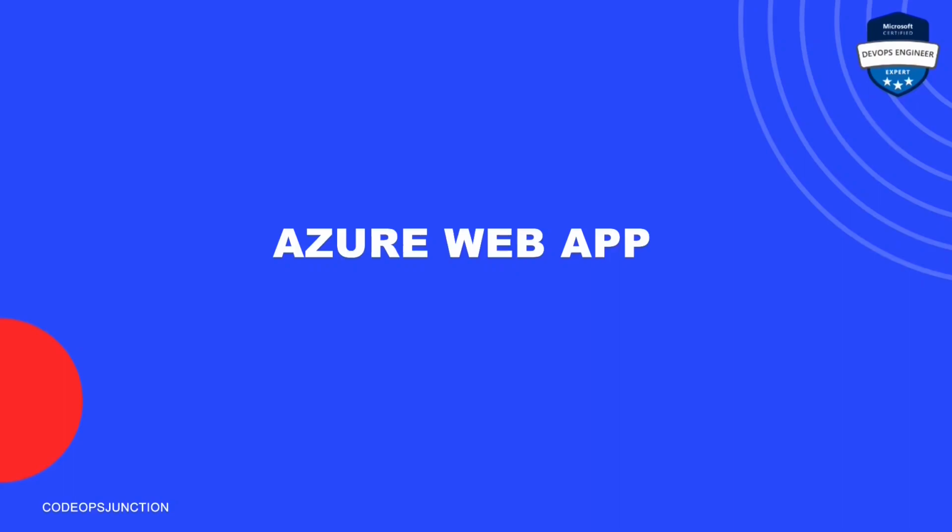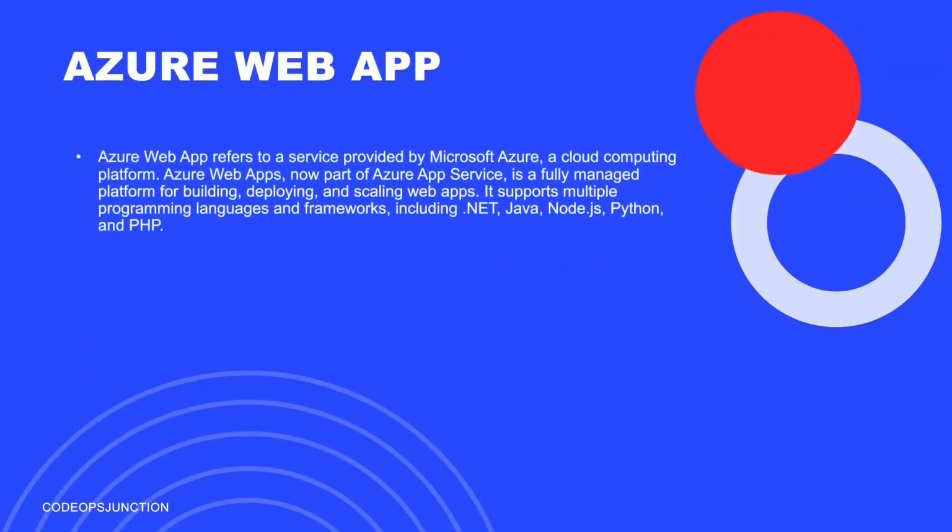So first we will see the definition. So Azure Web App refers to a service provided by Microsoft Azure, a cloud computing platform. Azure Web Apps, now part of Azure App Service, is a fully managed platform for building, deploying and scaling applications. It supports multiple languages and frameworks including .NET, Java, Node.js, Python and PHP. So it is like a ready-made cloud computing platform which can host your applications very easily.